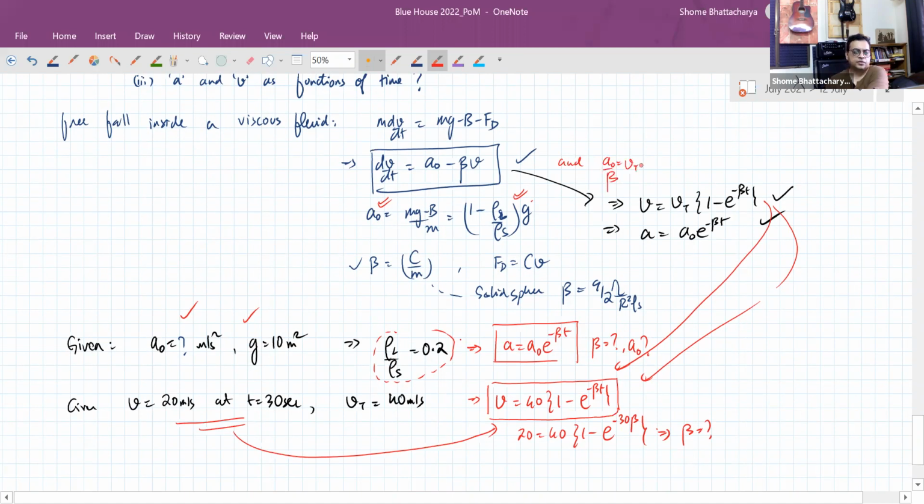Otherwise we could have used that very effectively, and the question would have become very fast. But then extra data would have been given in the question, and here extra data is not given. Okay, we are using this.